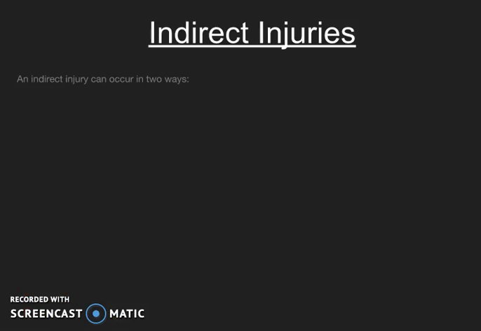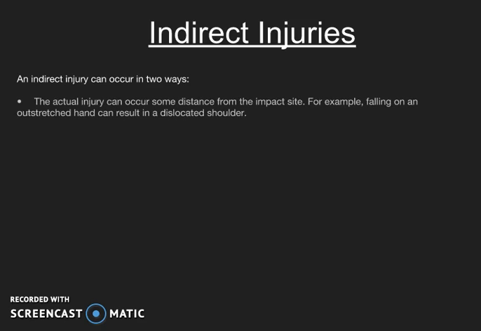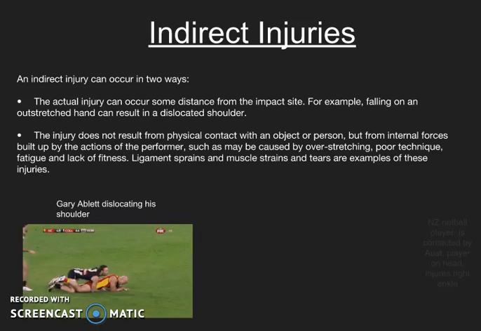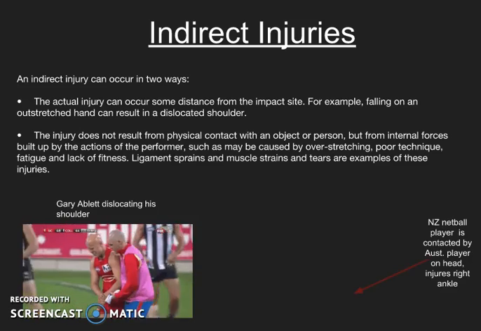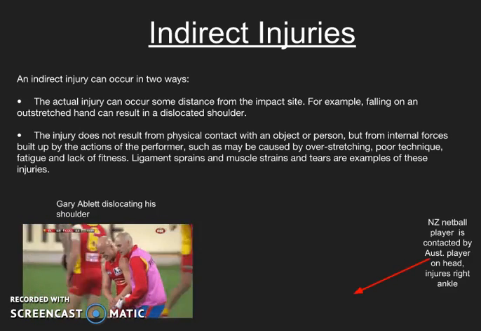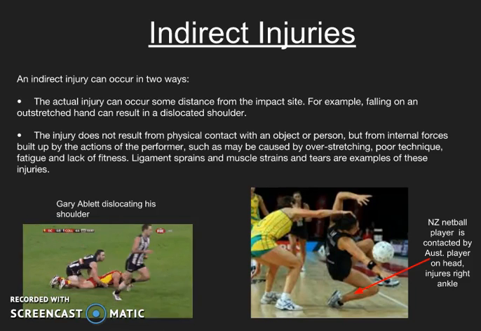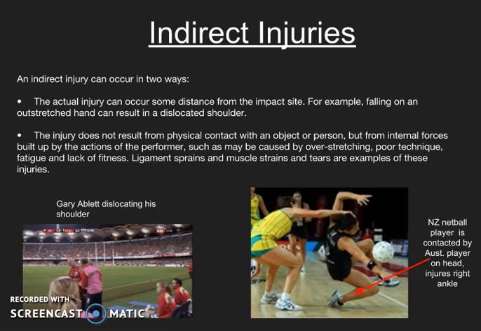Indirect injuries can occur in two ways. One is where contact will take place with the ground or another person or an object, but the injury occurs away from the contact site. For example, you might land on your hand and you might dislocate your shoulder. The other type of indirect injury is caused by an internal force. So, for example, the runner might be sprinting down the track and they tear their hamstring.